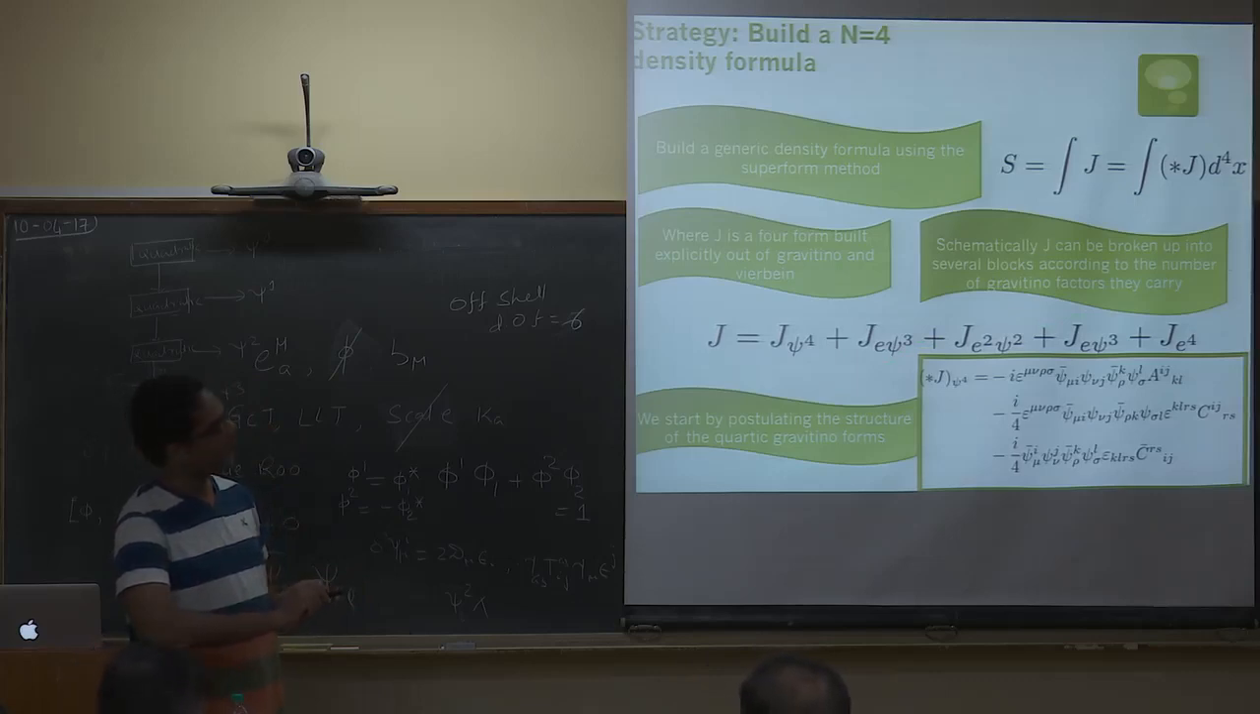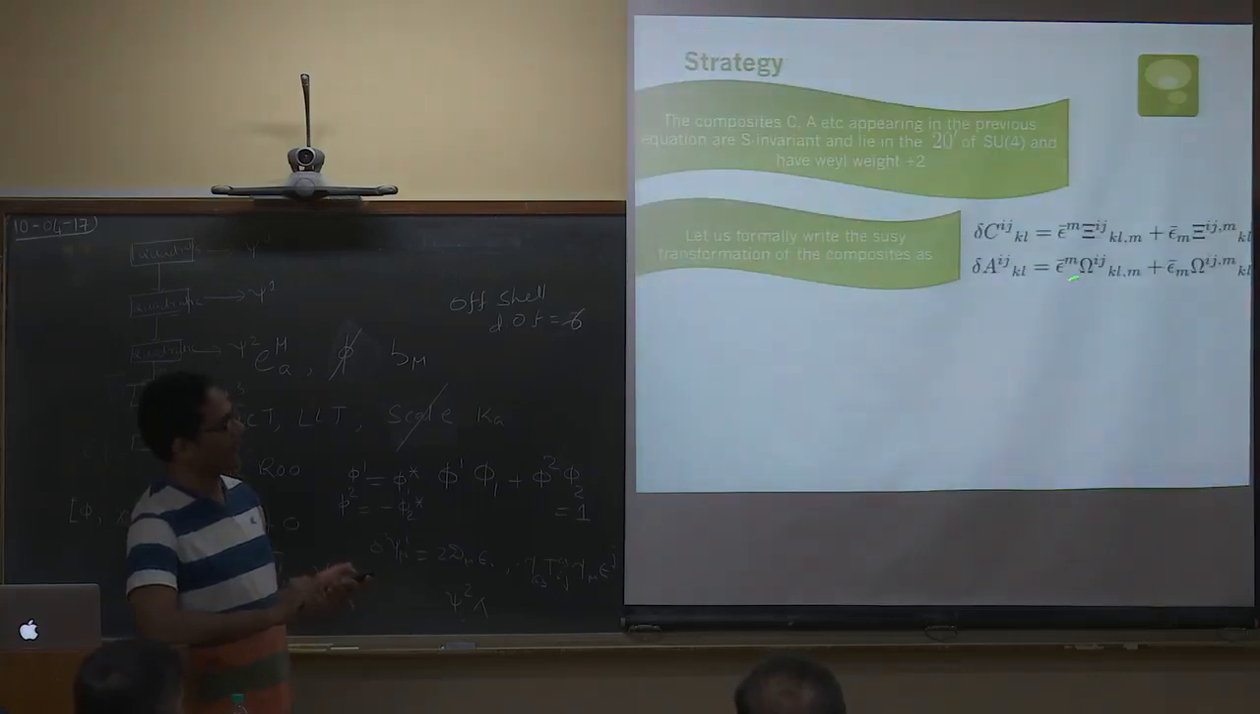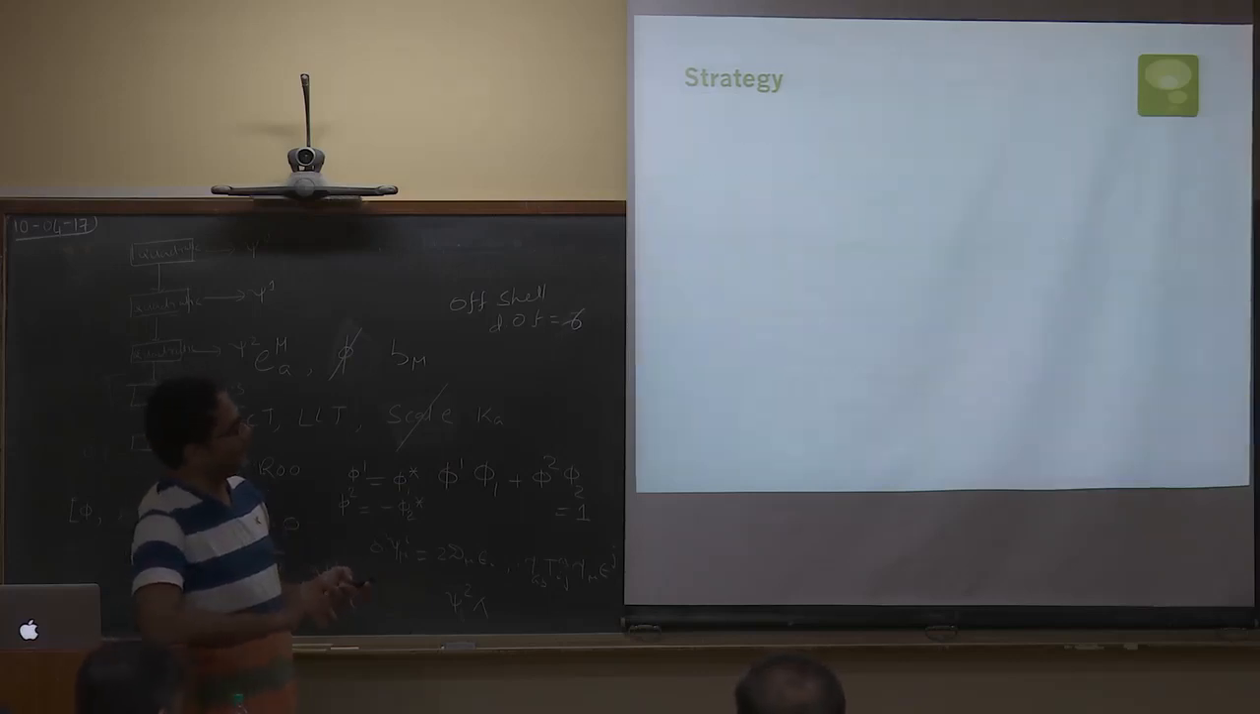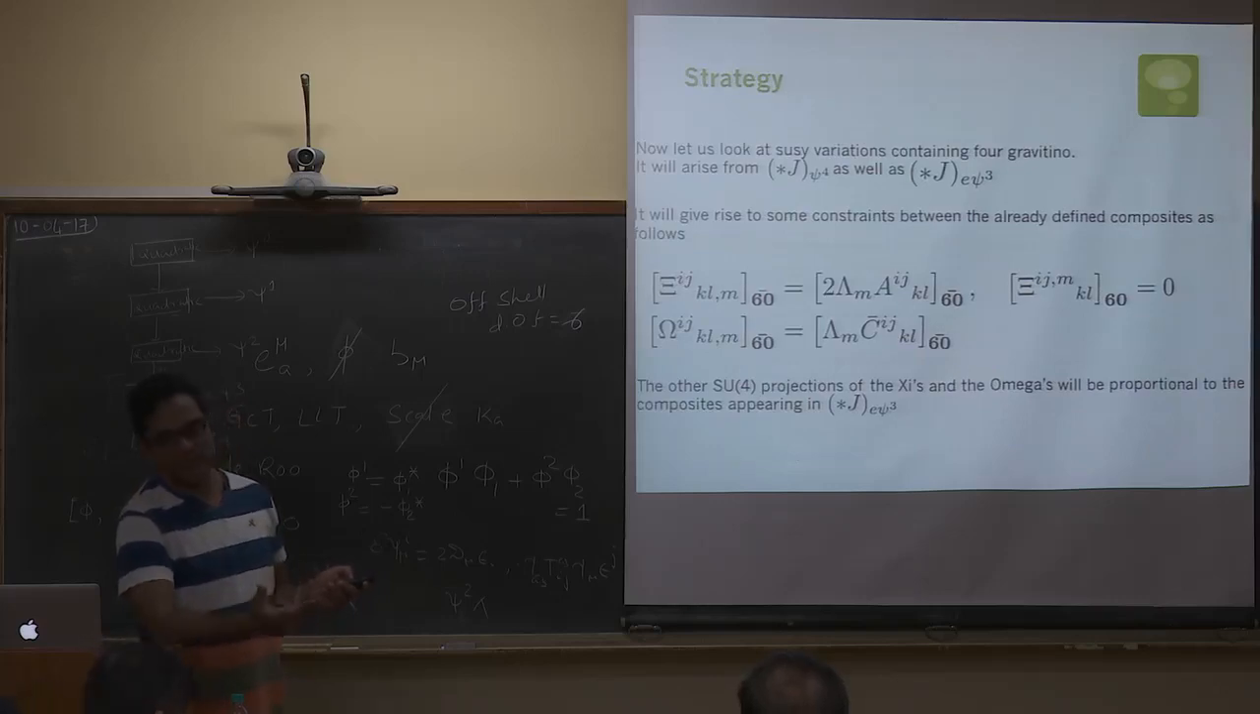Now the variations of A, C, and so on, could those also have psi's in them? No, they are covariant objects, so they don't go to psi. So this xi and omega. Under supersymmetry, the C and A go to this xi and omega, which are also super covariant objects. There is no psi there. So you get this restriction, and the other projections will be related to the composite that appears in the star J E psi q.